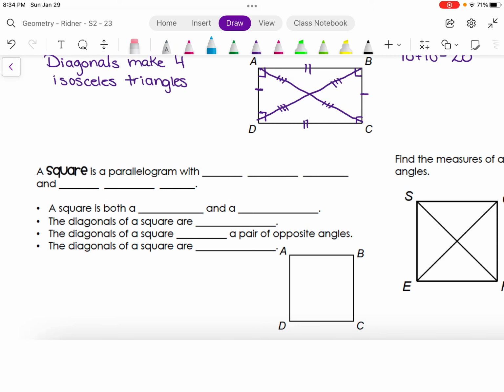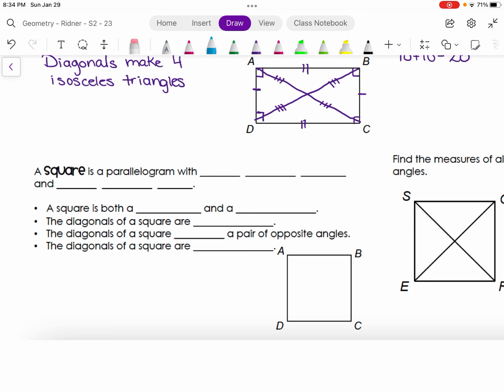All right, last but not least is a square. And what are the special properties of a square? Well, there's a lot of them. A square is a parallelogram with 4 congruent sides and 4 congruent right angles. So 1, 2, 3, 4. And all 4 of the sides are the same.